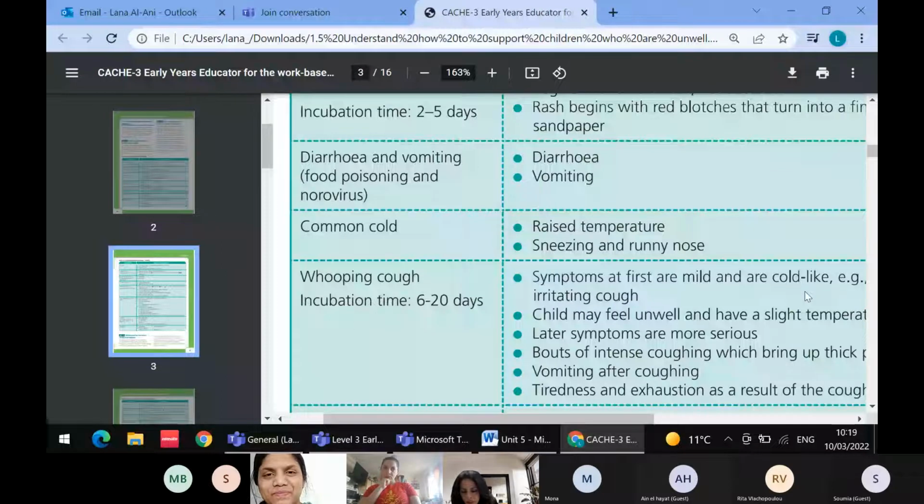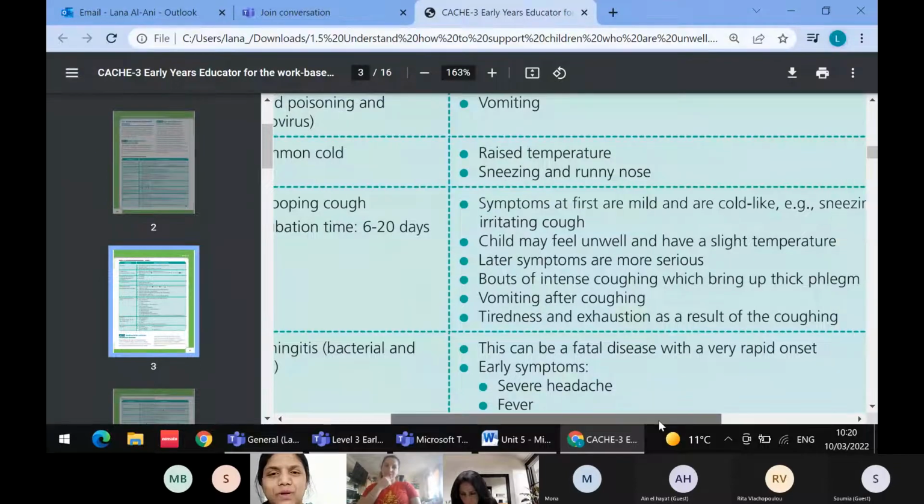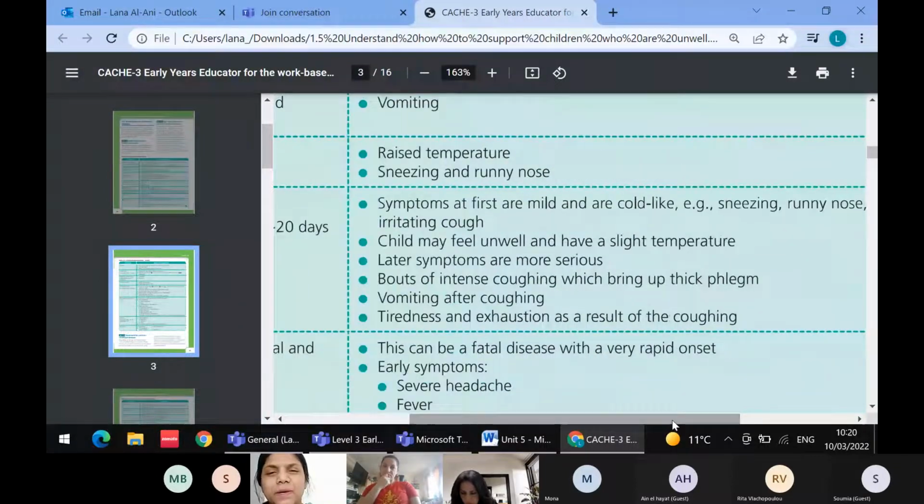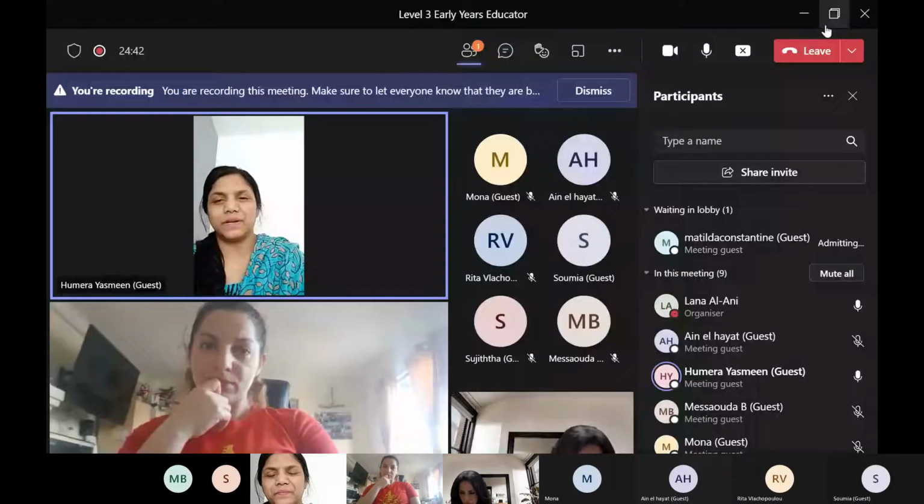How about whooping cough? Do we know anything about whooping cough? What are the symptoms? Yeah, as you can see, this illness takes so long, 6 to 20 days. The cough starts mild at first, but it increases, it's continuous in the long run. Very good. And it has some incubation period. Within that time, it will get recovery.